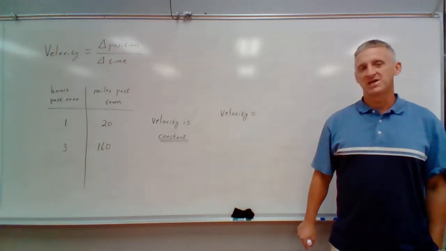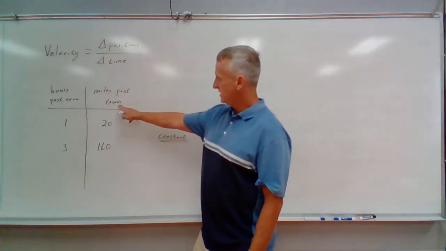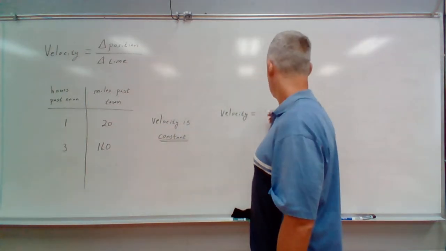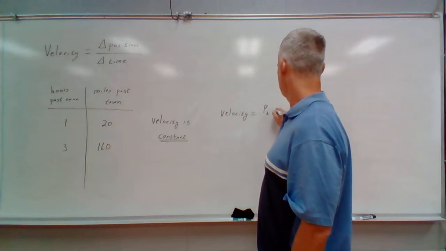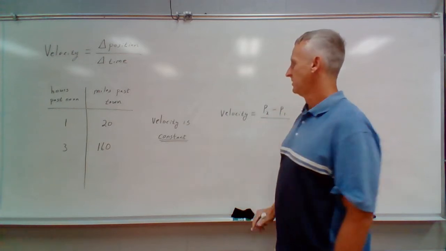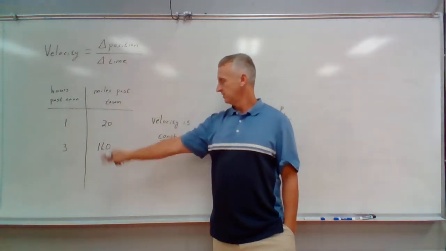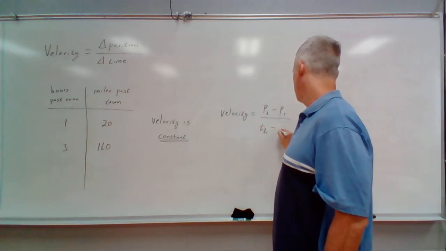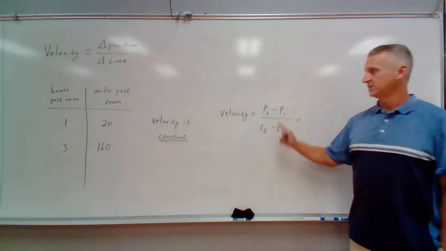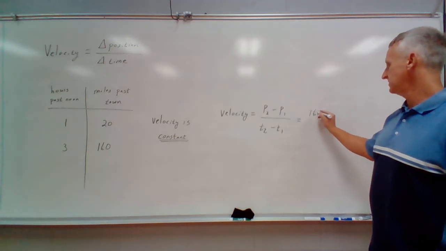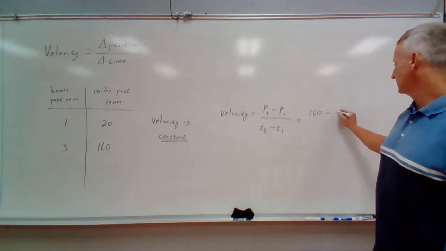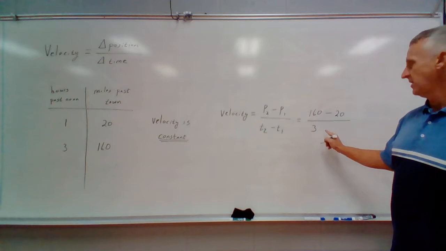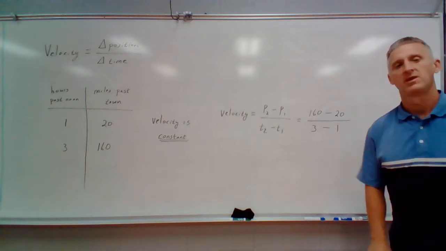So to do that, we're going to find the change in position. So to find the change in position, we would subtract the 2 positions. So we will say position number 2 minus position number 1. To find the change in time, we'll subtract the 2 time values. So we will do T2 minus T1. So position number 2 was 160. Position number 1 was 20. Time 2 was 3, and time 1 was 1.